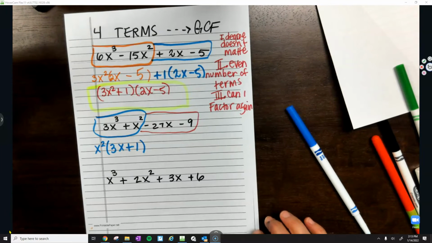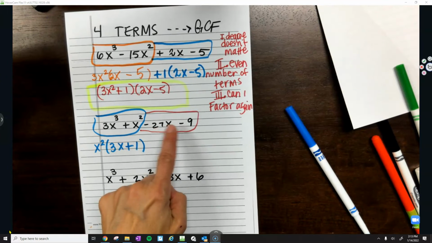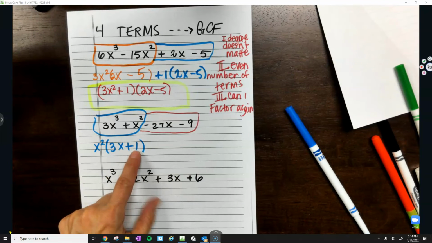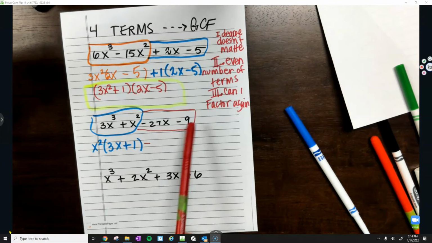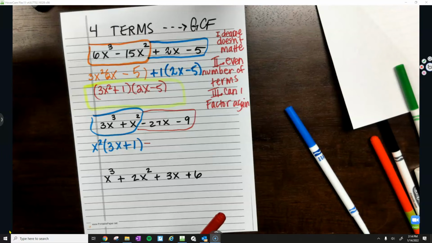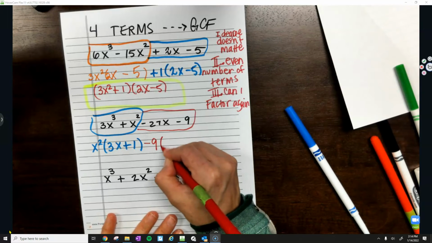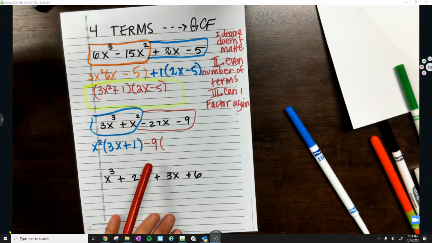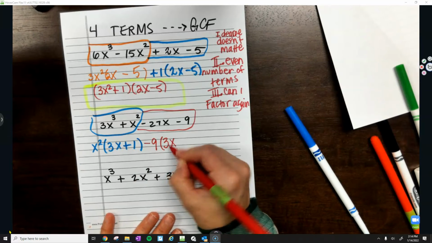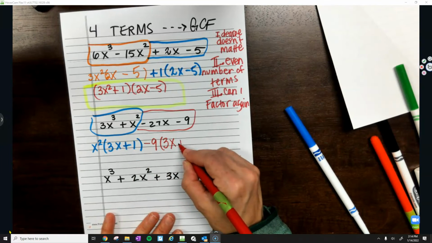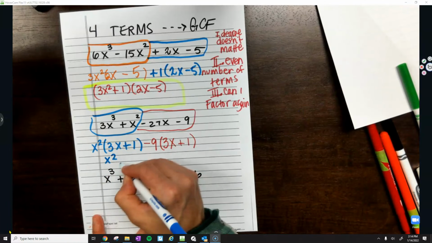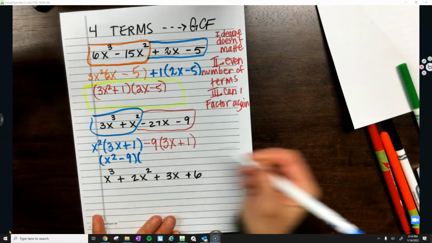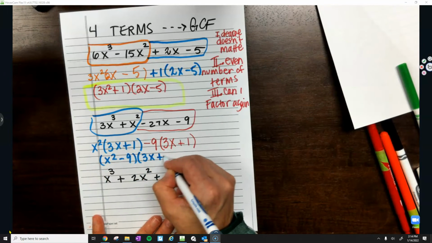And then, guys, for the other one, they are both negative, but these are both positive, so I know I'm taking out a negative something. 3 goes into both of those, but you cannot do a 3. It has to be the largest one. So a negative 27x divided by a negative 9 is a positive 3x, and y'all, a negative 9 divided by negative 9 is a positive 1. So we have factors of x squared minus 9, and then we have 3x plus 1.